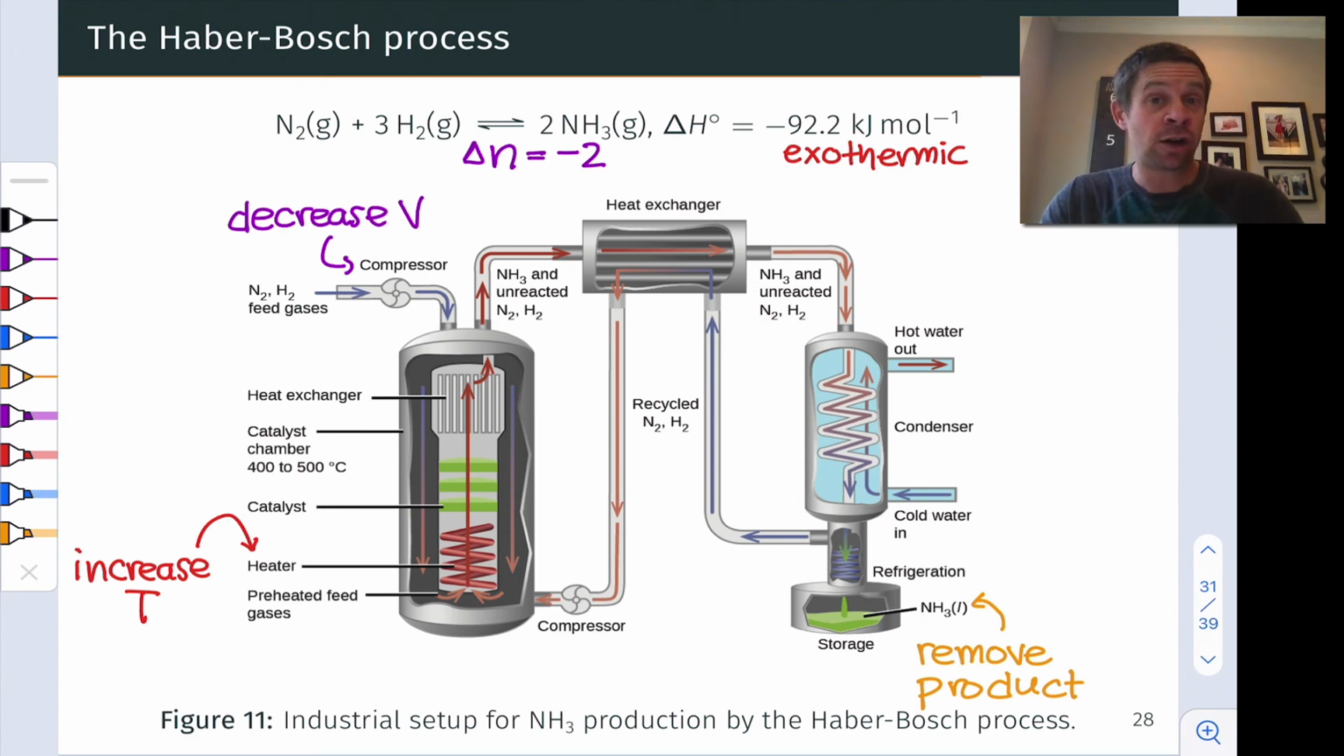So Le Chatelier's principle in action, the Haber-Bosch process, and in the absence of all this, the equilibrium is much more balanced between reactants and products. This reaction doesn't heavily favor NH3. But with these interventions, we can get essentially as much NH3 as we want out of a mixture of N2 and H2 gas.